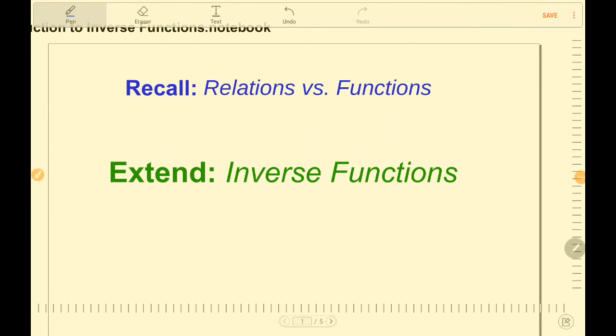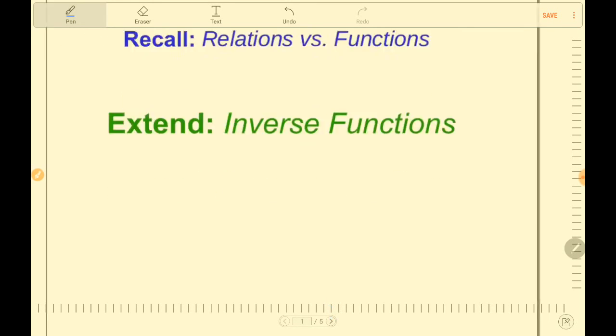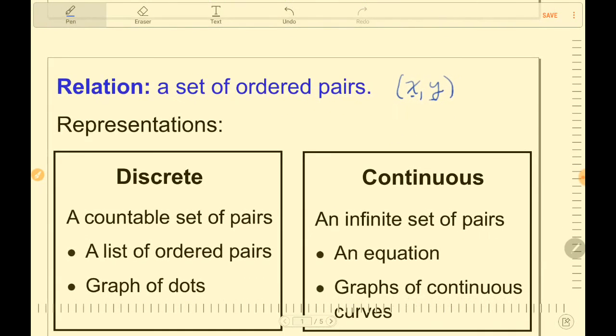We're going to learn about inverse functions, and first we'll do some review of what a relation is and when a relation is also a function, and we will extend those concepts to inverse functions. And the first thing is to look at the definition of a relation. A relation is a set of ordered pairs such as x, comma, y.